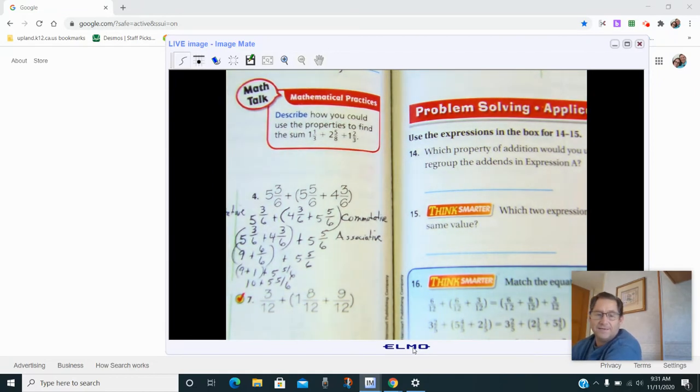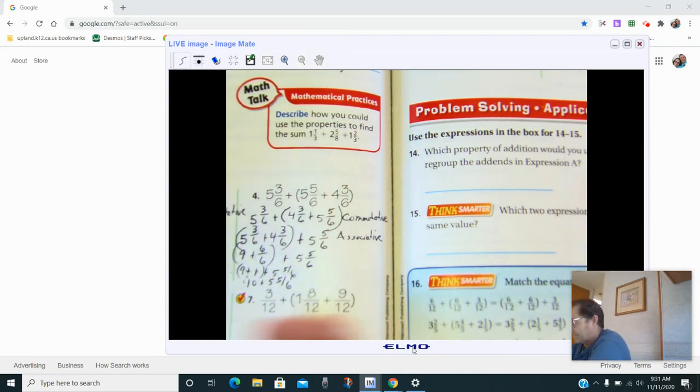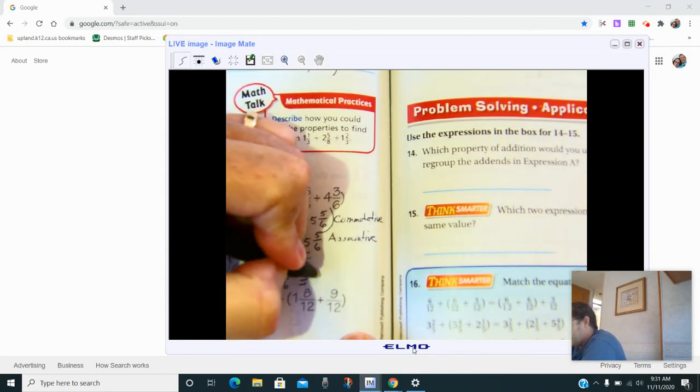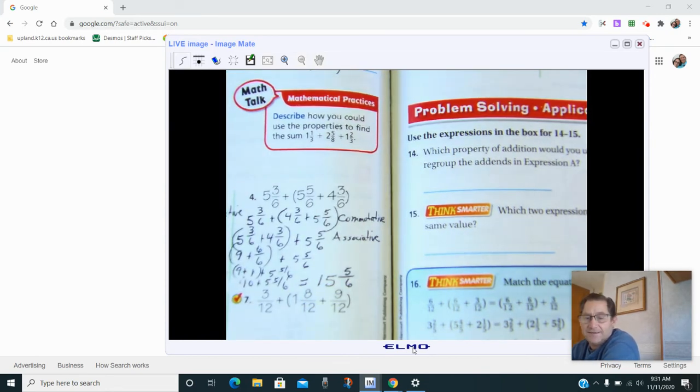Okay, so what have I done? I renamed the 6/6 as 1, because that's what it's equal to. I added 9 plus 1, that gave me 10. And now we need to add the 5 and 5/6. Well, 10 and 5 is 15, and in the fraction part, there's nothing added to it. So 15 and 5/6.